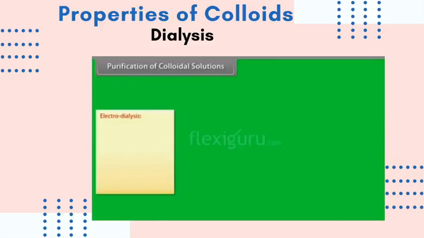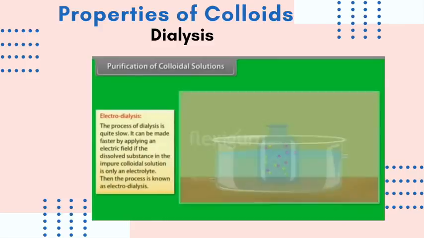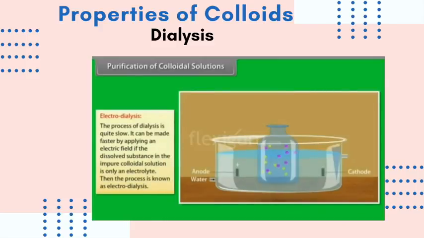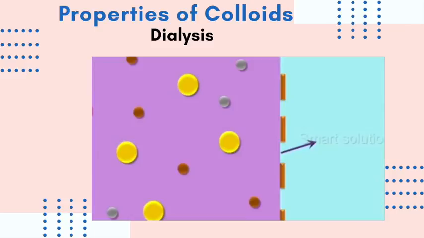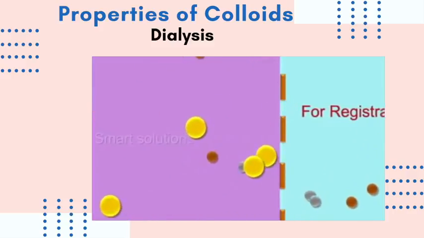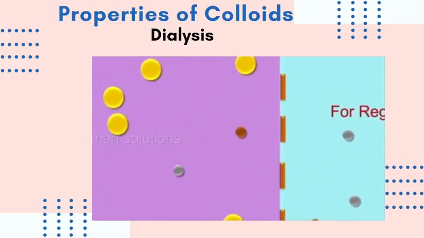We also have electrodialysis. The process of dialysis is quite slow. It can be made faster by applying an electric field if the dissolved substance in the impure colloidal solution is only an electrolyte. The process is known as electrodialysis. From these pores, small impurities and electrolyte get diffused from the solution, but large colloidal particles remain within the solution.